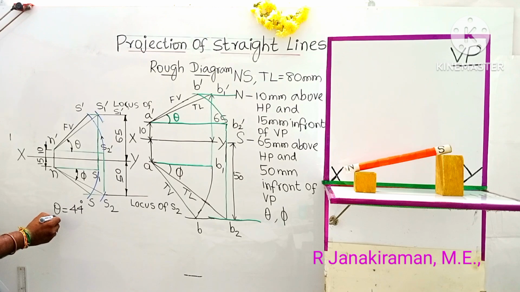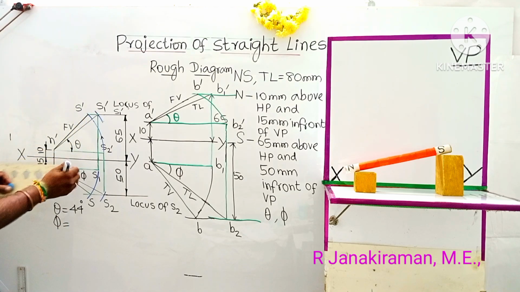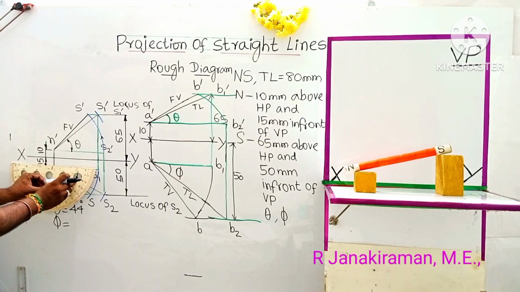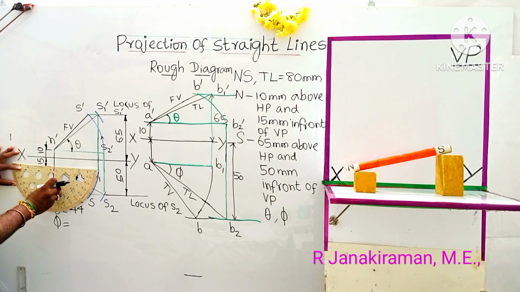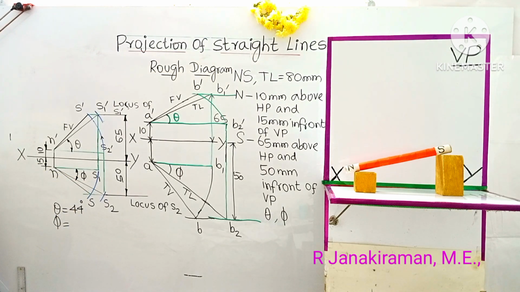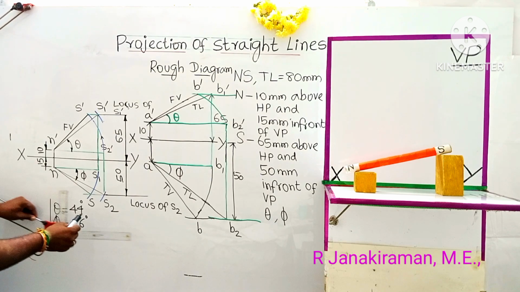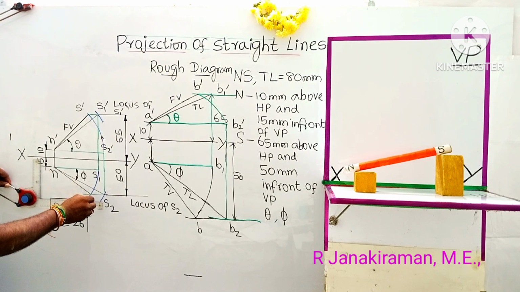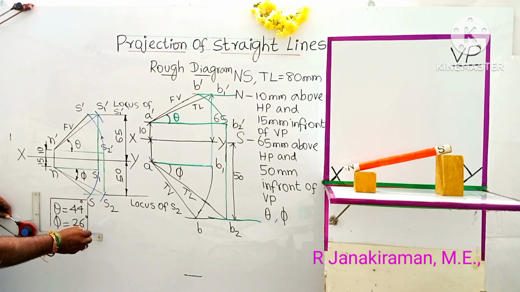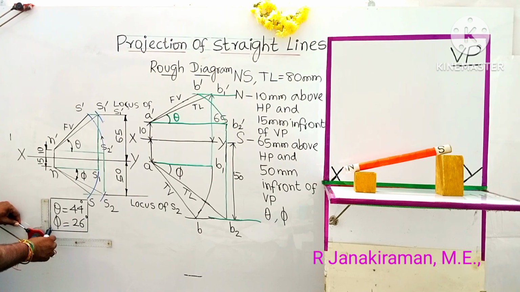Similarly, phi is the notation for the true inclination with VP. This is that angle. Turn your protractor with N as reference. Measure the angle. It comes to 26 degrees. Here I am drawing roughly. You can use a drafter scale on a drawing sheet and get the correct answer. Put a box for this. This is asked in the question, to find the true inclination with HP and VP. HP is theta, VP is phi, the notation.